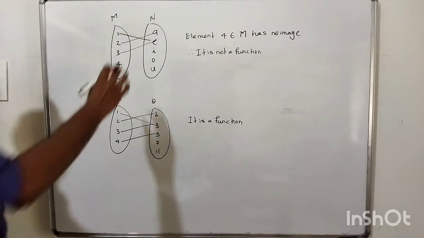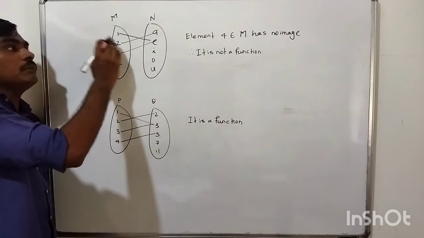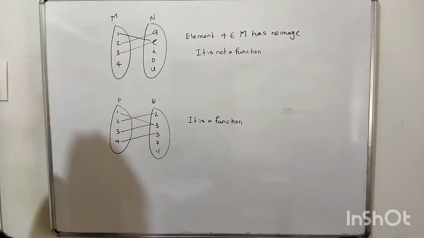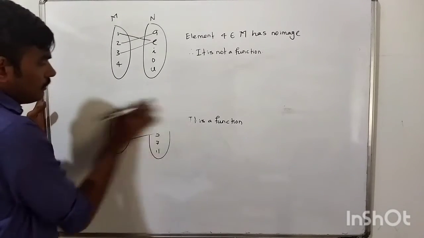Just remember, only for the first set you have to check whether every element of it has a minimum of one and a maximum of one image. One more we'll see.